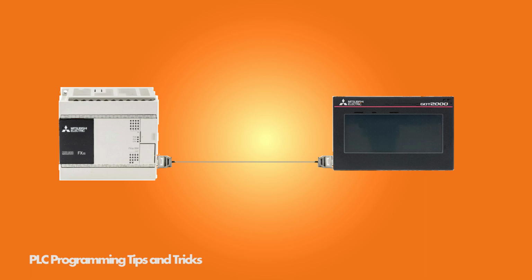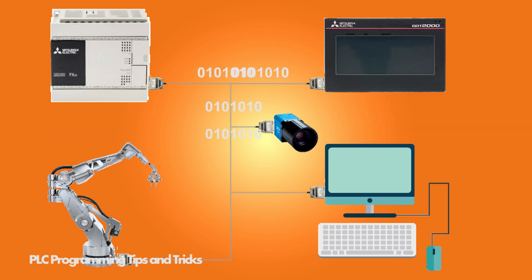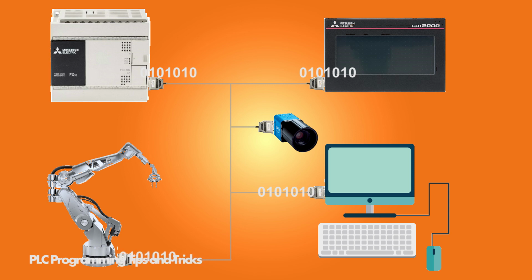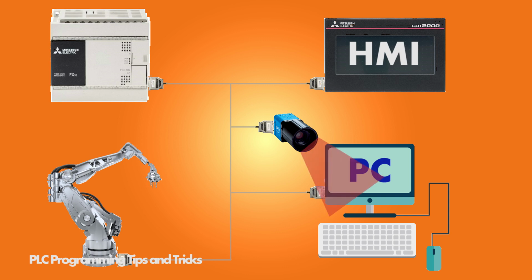But what do PLCs use RS232 for? PLCs use RS232 to talk to other modules or even other PLCs. These modules can be anything that also uses RS232, such as operator interfaces or HMIs, computers, motor controls or drives, a robot, or some kind of vision system.